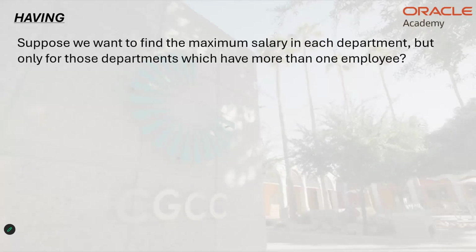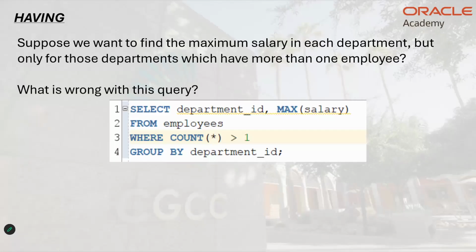All right, now we're going to move right to the having clause, which is pretty important with group functions. Suppose you want to find the maximum salary in each department, but only those departments which have more than 1 employee. So what's wrong with this query? Can we just do this? Select department ID, max salary from employees where count is greater than 1. What's wrong with that?